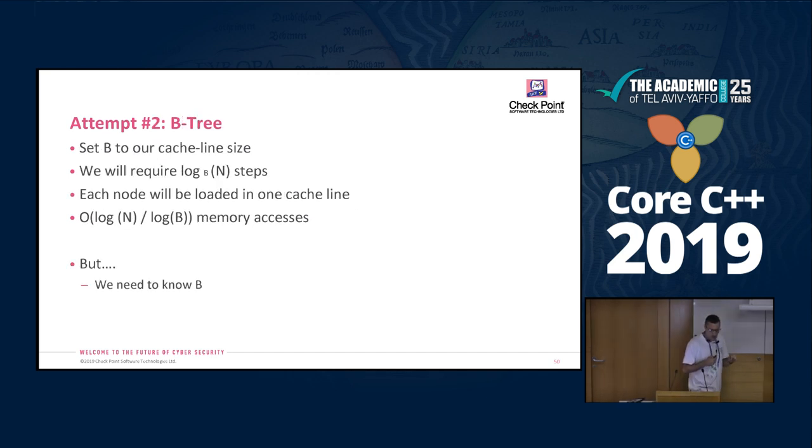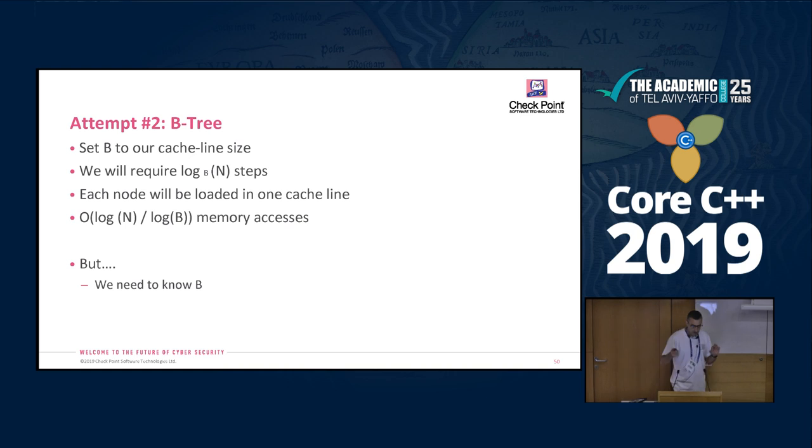So let's look at a B-tree. We just need to set the B size to the cache line size, and it requires log base B of n steps in order to find the number. Given that B is the size of our cache line, we can align each node to a cache line, and it requires log n divided by log B memory accesses, which is the best we can hope for. But it's cache-aware, and we need to know the size of B.